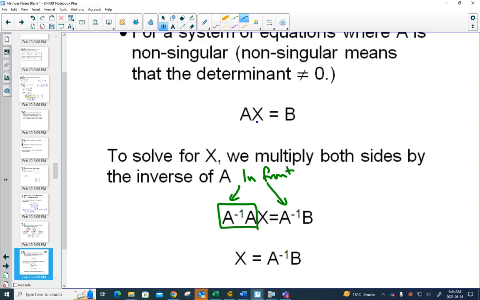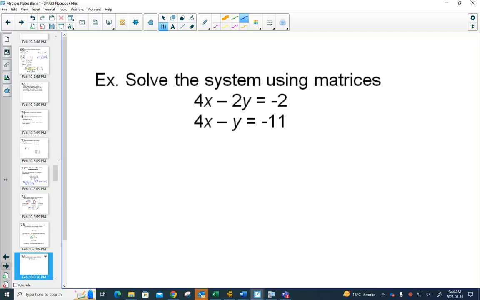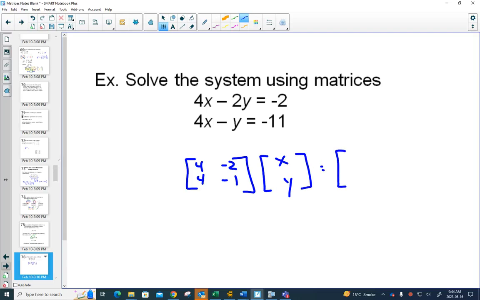And so the equation that we already solved algebraically quite easily with elimination, we are now going to do with matrices and inverses, and it will be not as easy. Okay, but this is what it would look like. Here's our matrix A, 4, -2, 4, -1. Here's our variables matrix, X and Y. And here's our answers matrix, -2 and -11.